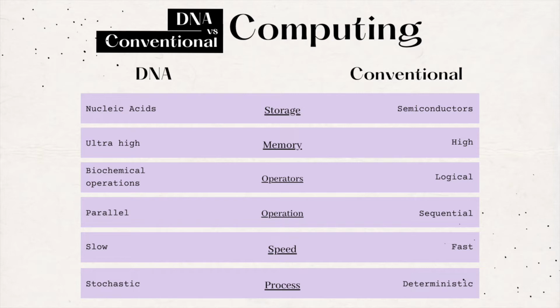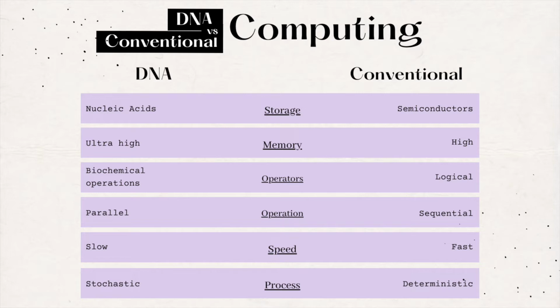Now, let us look at the differences between DNA and conventional computers. Firstly, storage type. Storage is one of the most important aspects of a computer. There are different ways to store data and different types of storage, but it basically boils down to semiconductors. Conventional computers use semiconductors, but DNA computers use nucleic acid, which can store very large amounts of data, more than 10 times the storage capacity of a semiconductor.